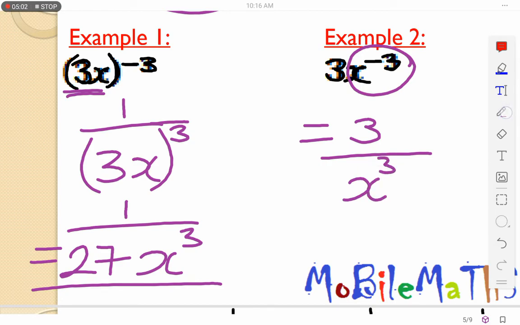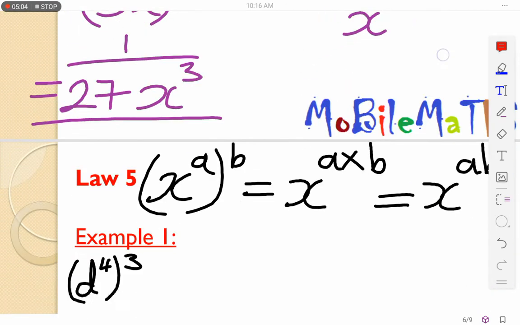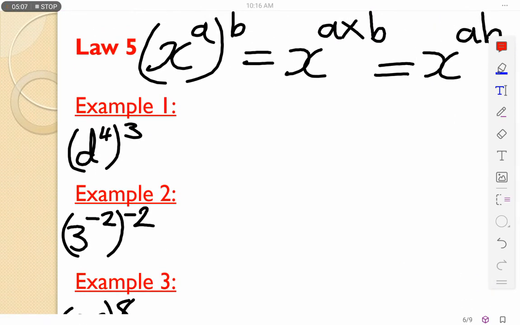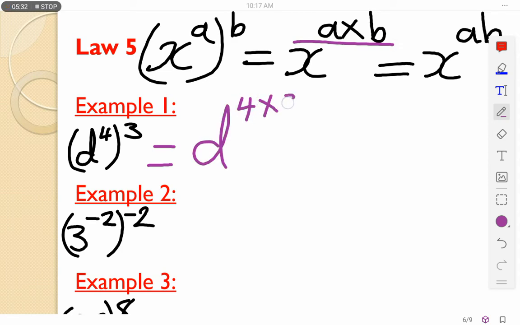Hope it's clear. Let's go on to the next law, number 5. Law number 5 is multiplication. So I'll simply go straight to the example. D to the power of 4, raised to the power of 3. In this case, it's going to be different because of the bracket. So we'll multiply the powers. So I've got D to the power of 4 times 3. I'll get D to the power of 12.